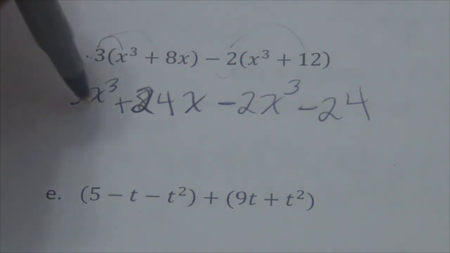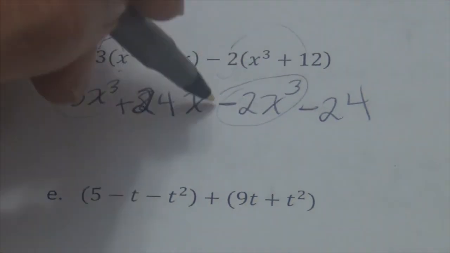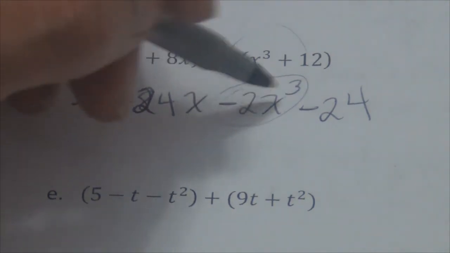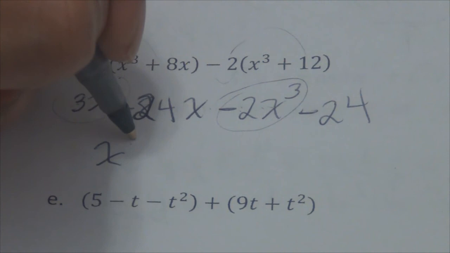Where are the like terms? Here and here. So what is 3x to the third minus 2x to the third? That's 1x to the third.